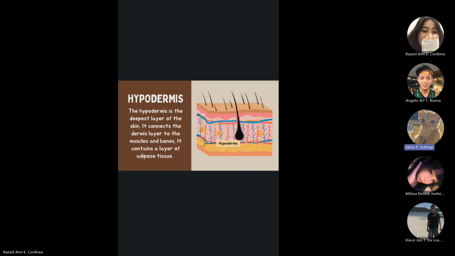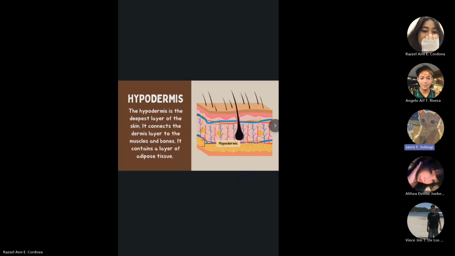And for the hypodermis, it is the deepest layer of the skin. It connects the dermis to the muscle and bones and contains fat or adipose tissue. This layer helps insulate the body and cushion internal organs from impact.